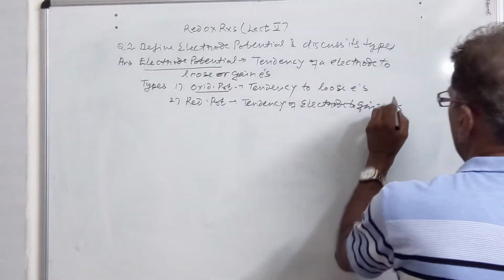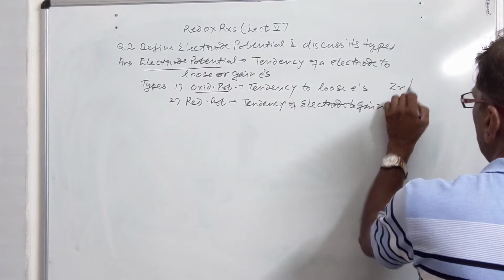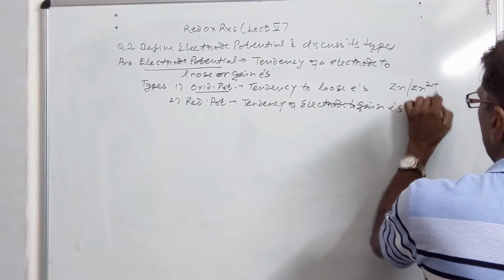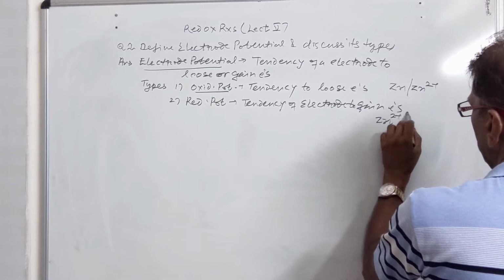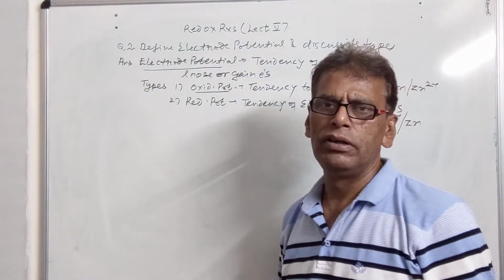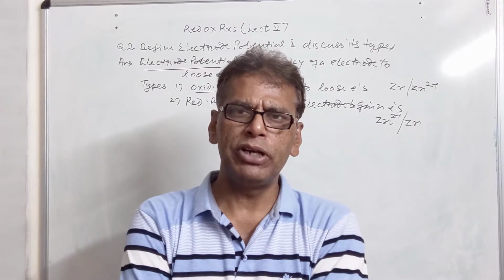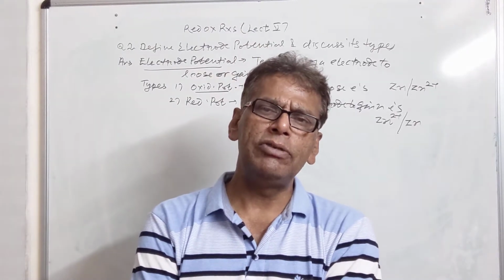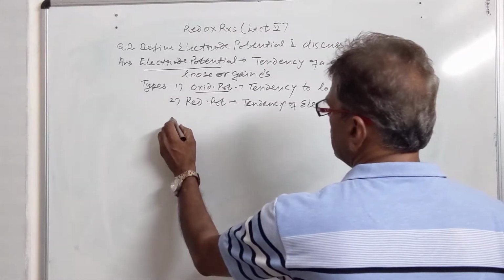Oxidation potential is always written with the neutral phase on the upper side and the ionic phase on the lower side. Reduction is opposite to it, with the ionic phase on the upper side and the neutral phase on the lower side. Since in reduction potential the ions are reduced, but in oxidation potential these are the ions which are produced from the neutral atoms. Now their relationship.